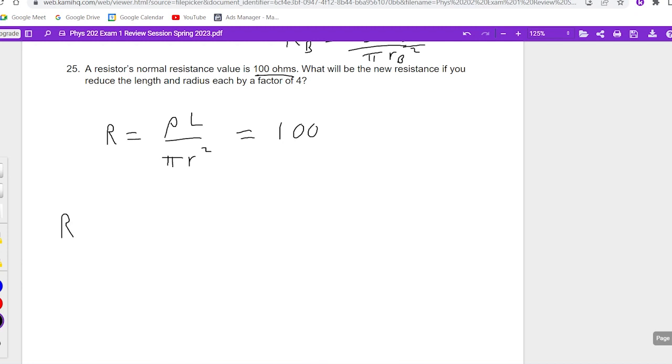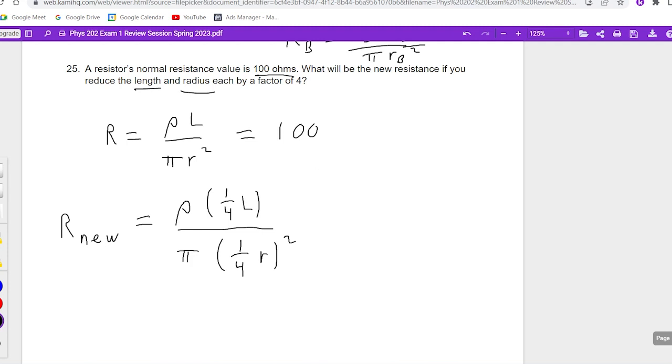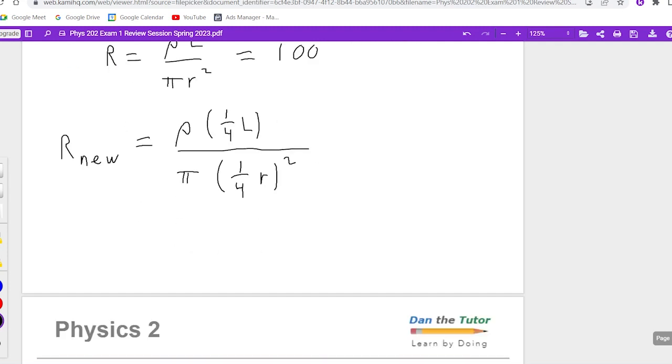Now for my new one, I reduce the length and the radius each by a factor of 4. So that means rho didn't change again. Length is now 1/4 L. And pi R squared is now pi times 1/4 R quantity squared. Since it's 1/4 quantity squared, I do need to reduce that. First pulling the 1/4 out in front, it's 1/4 rho L divided by 1/4 squared, which is 1/16 pi r squared.